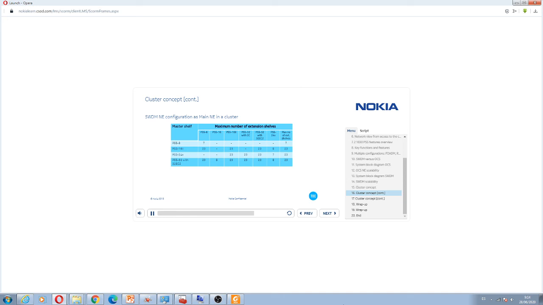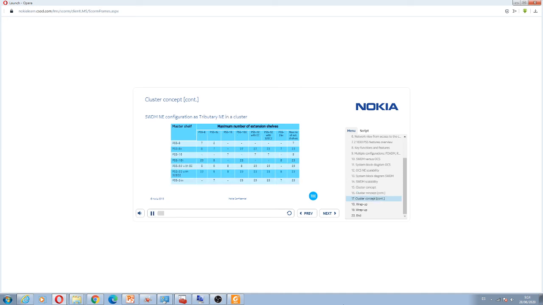The other SWDM shelf types, such as PSS16, PSS32 with EC, PSS8X, can run as extension shelves only. This table is valid if the SWDM NE acts as a tributary cluster NE. In addition to the case before, PSS16 and PSS32 are allowed to run as a master shelf.